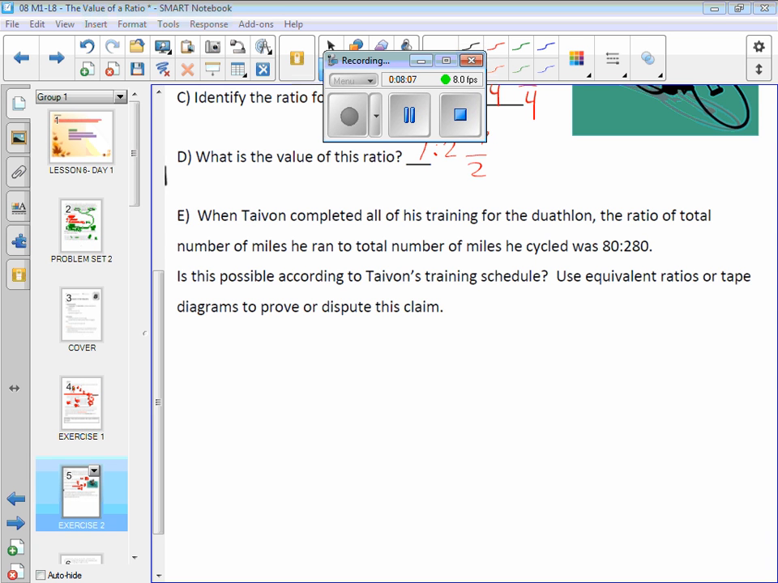Running to cycling, right? What was the value of that ratio? Joel? That's the new ratio. What was the value of the ratio? Look back at part B, 2 to 7. They want to know, using the value, whether this ratio is possible or not. What they're in essence asking is, is 80 to 280 equivalent to its value?